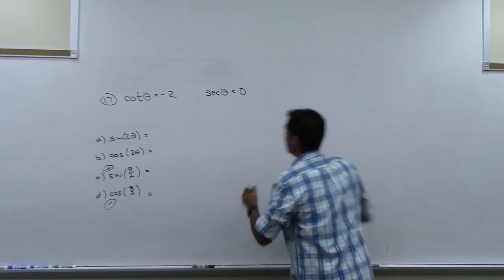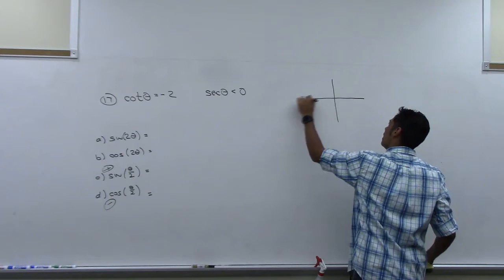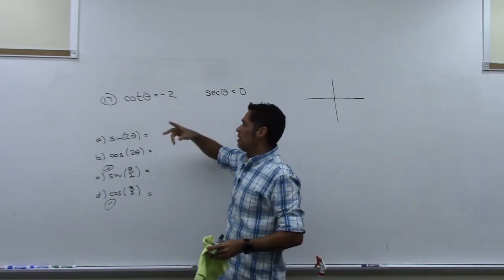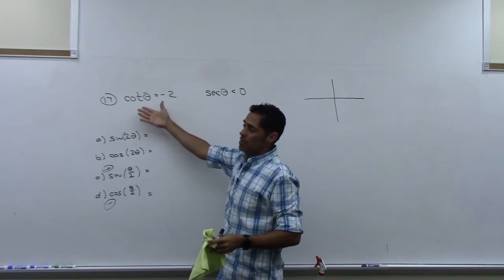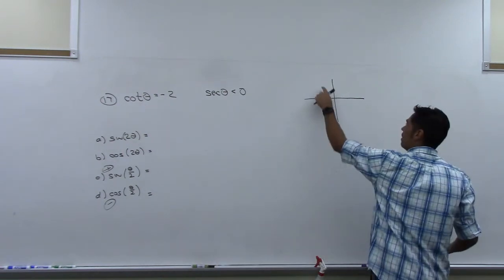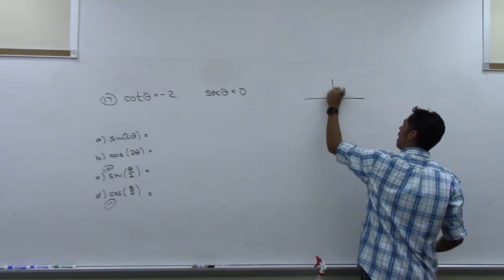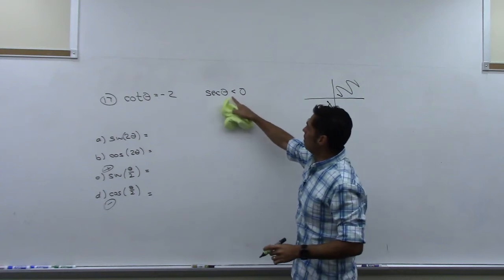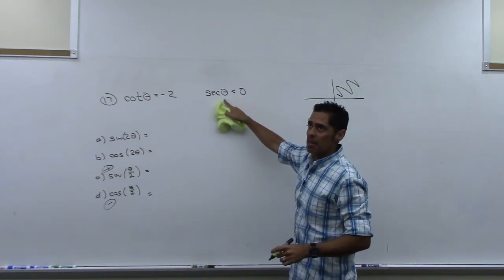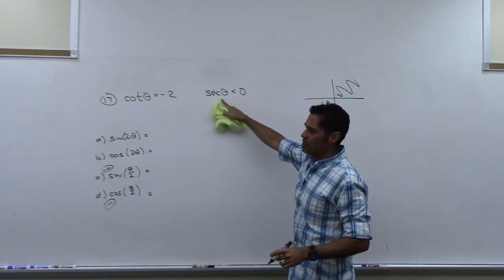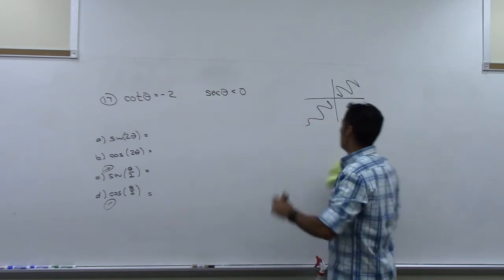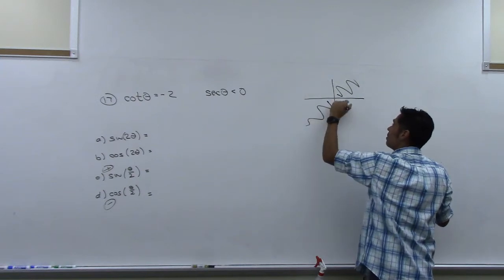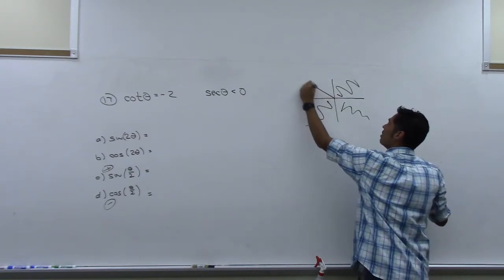So I've got cotangent being negative. Since cotangent is the reciprocal of tangent, it's just tangent flipped over, this means that tangent would also be negative, and tangent is only negative here and here. So we cannot be here, we cannot be here. And then secant being less than 0 means that secant is negative. Secant is the reciprocal of cosine, so this means cosine is negative. Cosine can only be negative over here on this side, so we've got to be up here, so I can eliminate this one. So we are in the second quadrant.